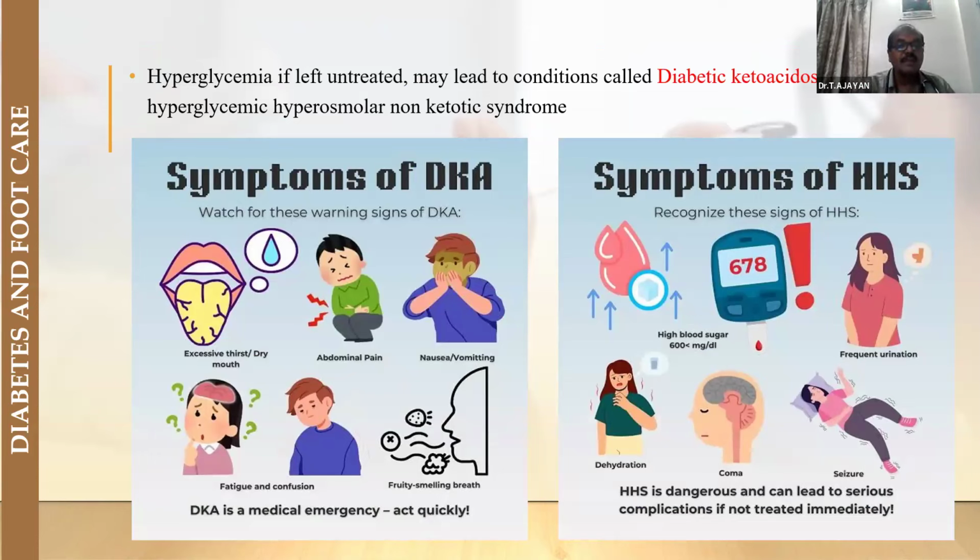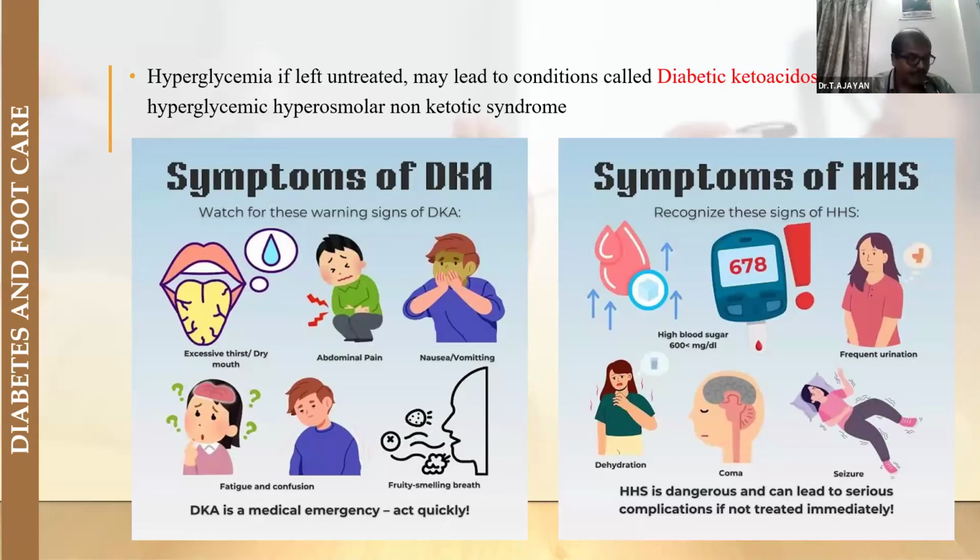The acute complications are diabetic ketoacidosis and the non-ketoacidotic one, which is called hyperglycemic hyperosmolar non-ketotic syndrome. These are the two acute complications.